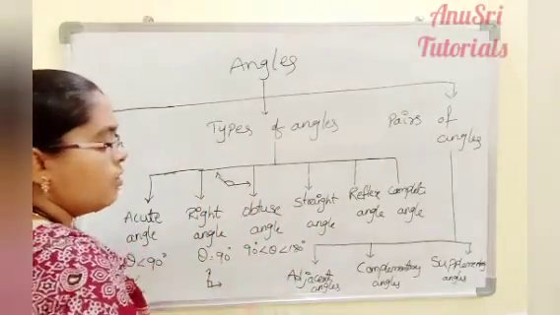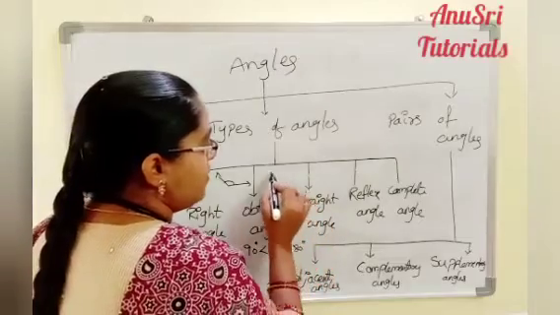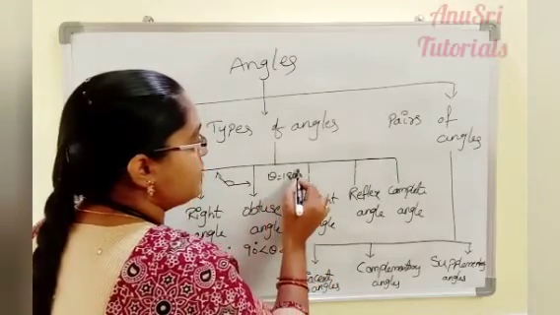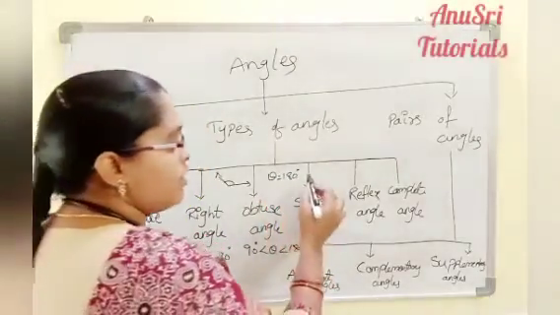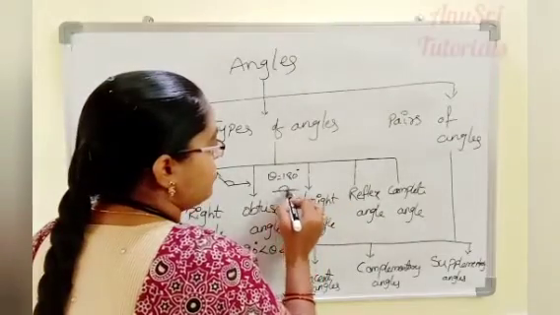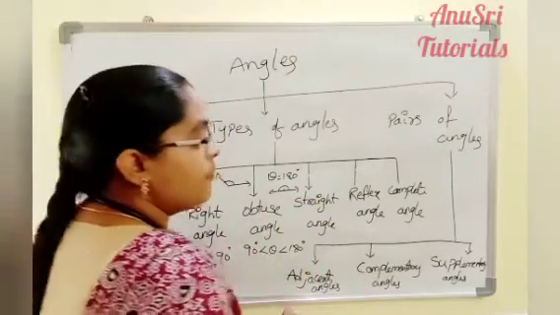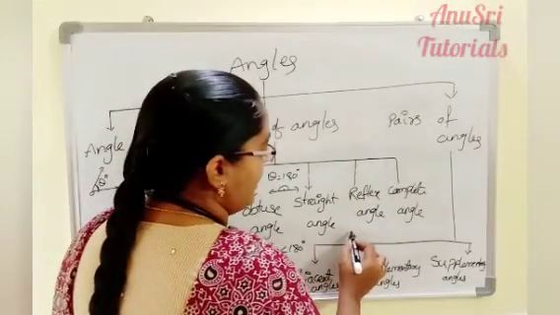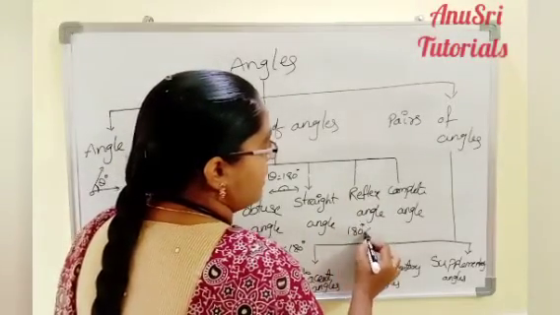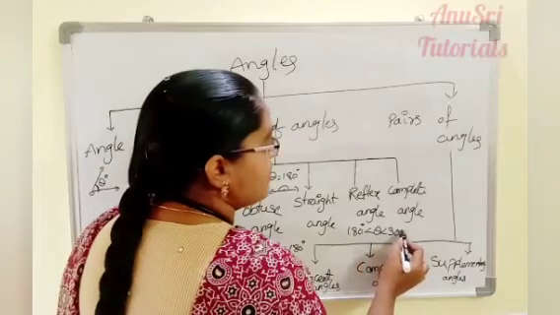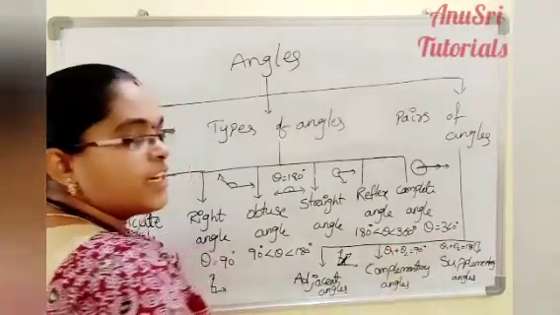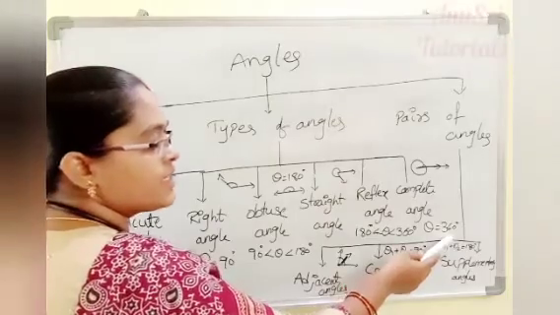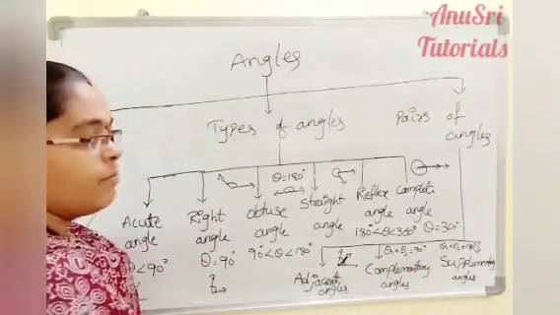Straight angle. What is a straight angle? Theta measures exactly 180 degrees. If the angle is equal to 180 degrees, we are calling it a straight angle. So this is the symbol of a straight angle. And then reflex angle. What is a reflex angle? If theta or an angle is more than 180 degrees but less than 360 degrees. If theta is equal to 360 degrees, then we are calling that a complete angle.